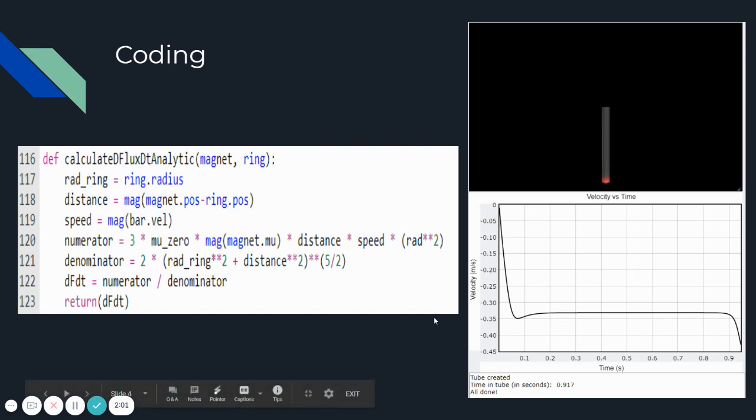Velocity is constant. This is what I thought the most important part of the code was, which is the function for the flux, the magnetic flux, and we reference this later in the code in our while loop for simulating this drop.